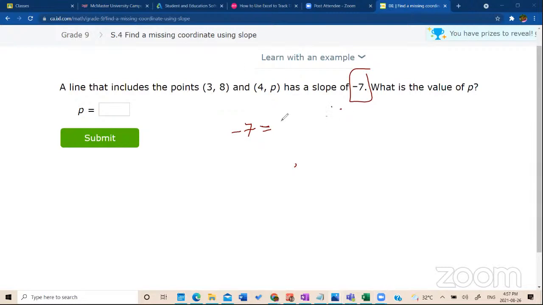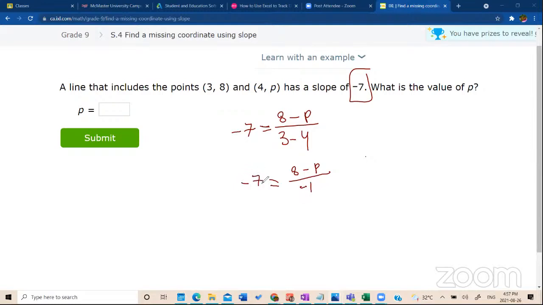Okay, so we're going to do 8 minus P over 3 minus 4. The way it's divided is that first you do that and then that. Okay, and then the next line. Did you get this part? Yes. Okay, perfect. So then let's simplify the bottom. What's 3 minus 4? 3 minus 4 is negative 1.